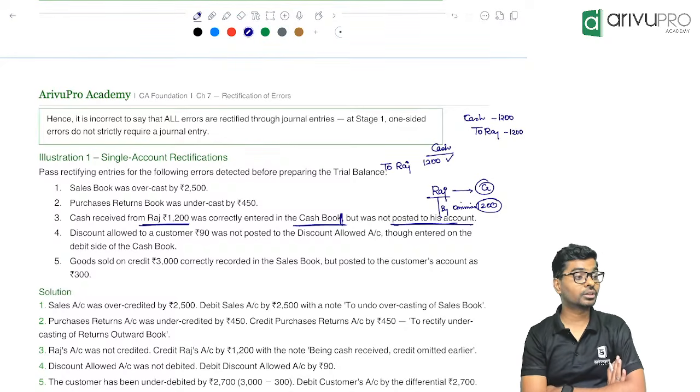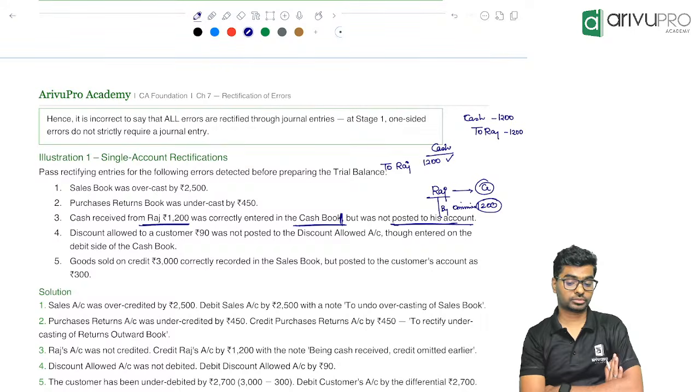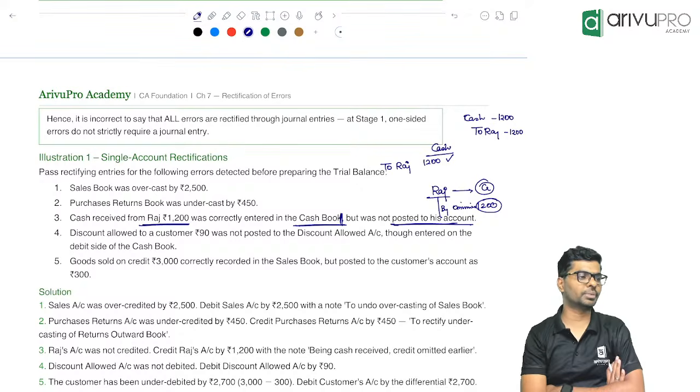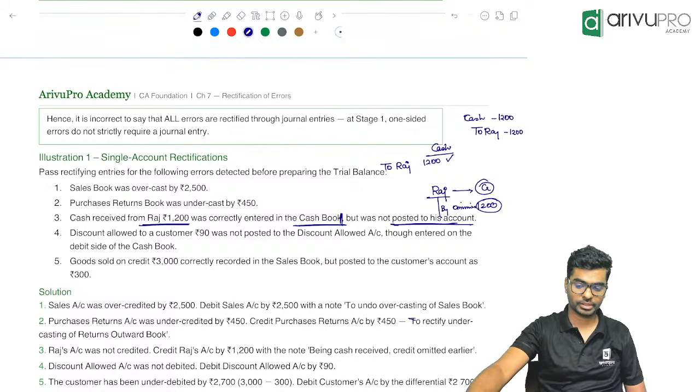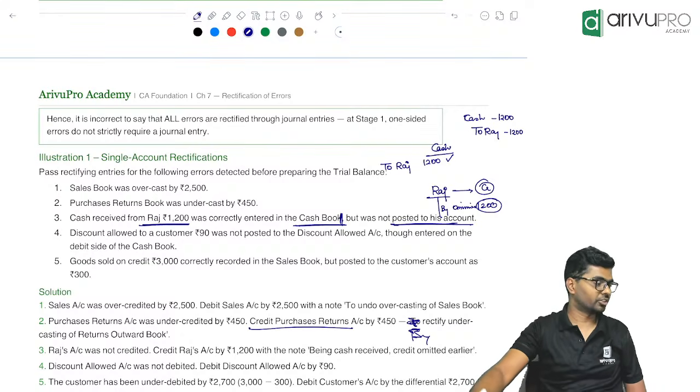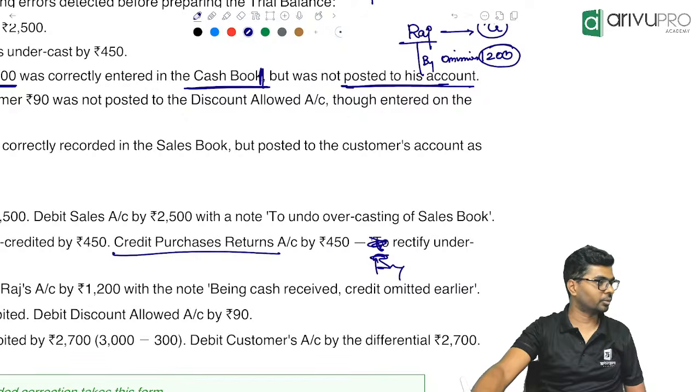Now next. Purchase return, if it is undercast, means buy under. Purchase return undercasting, you will be crediting the purchase return account. That will be by undercasting. I think the answer in this one is wrong. The explanation which has been given here, they have written "to". Here it should have been "by". If you guys are having the notes, you correct it. It will be "by" here, not "to".